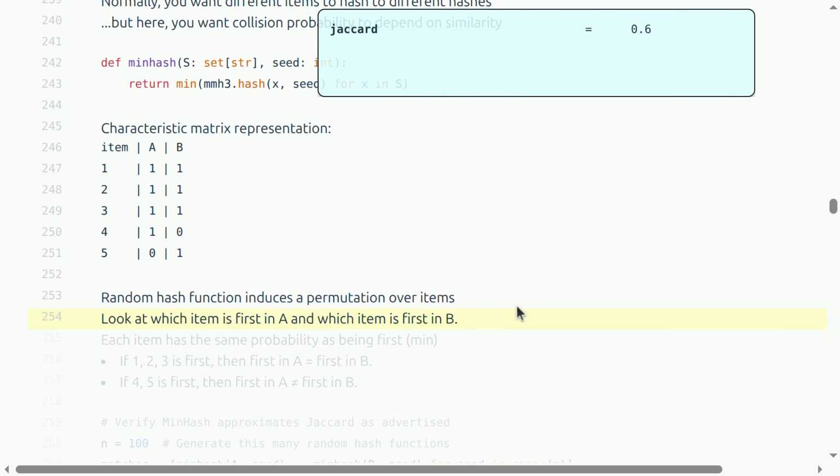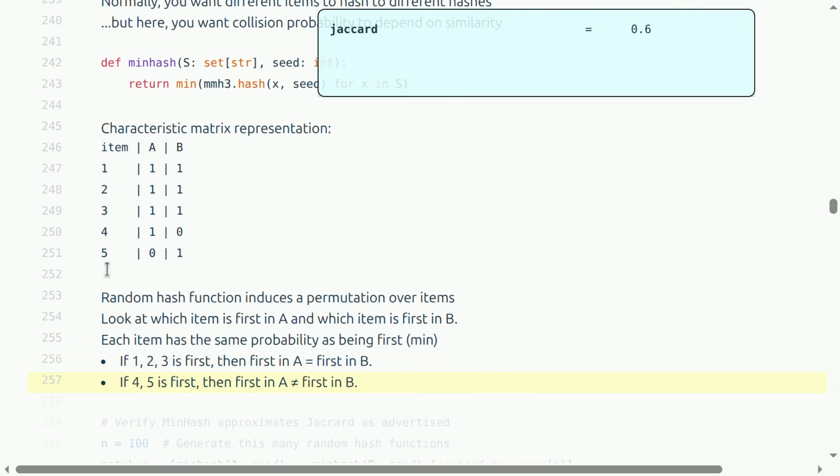Each item has the same probability of being first. So if the random hash function puts 1 first, then the first in A will be equal to the first in B. If it's 2 first, then it's the same. If it's 3 first, it's also the same. But if the random permutation puts 4 first, then the first element in A is going to be different from the first element in B. And same with 5.